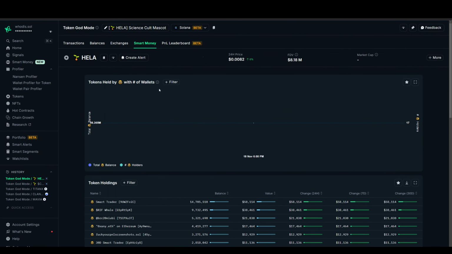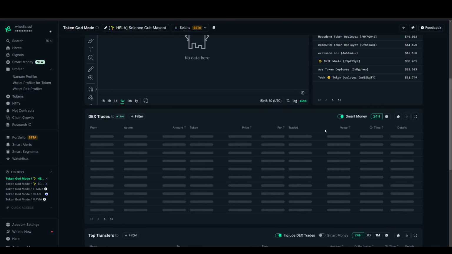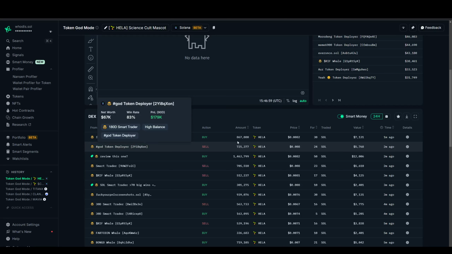I think, yeah, if you go here to transactions and you scroll down just a little bit, here's the live Dex Trades just for this token. And if you click this smart money tab, this little toggle, now you can see what smart money is doing in real time. I mean, look how powerful this is.